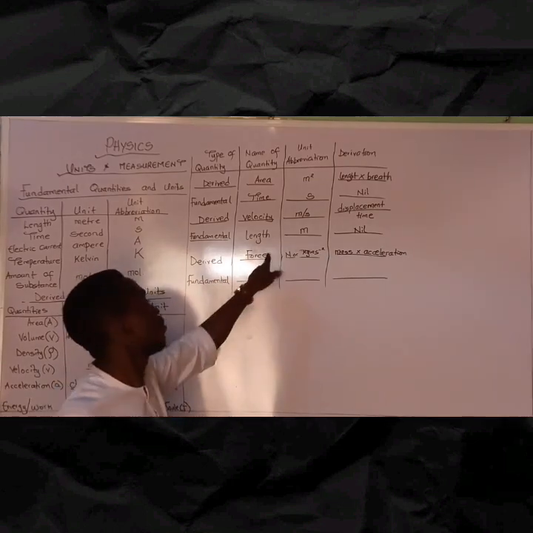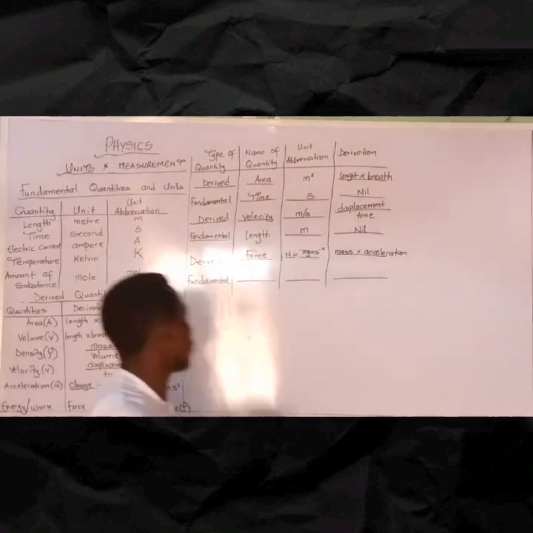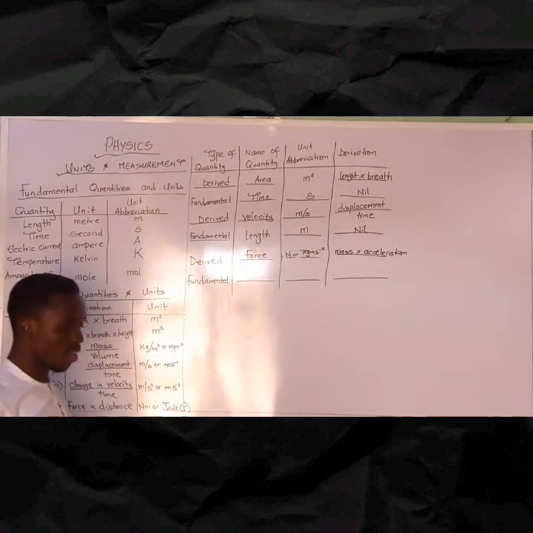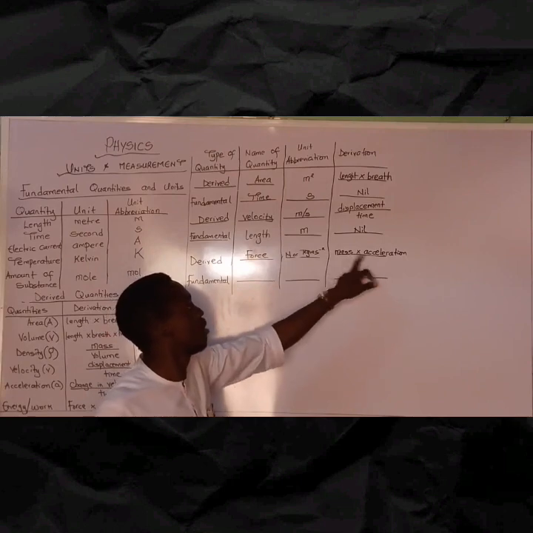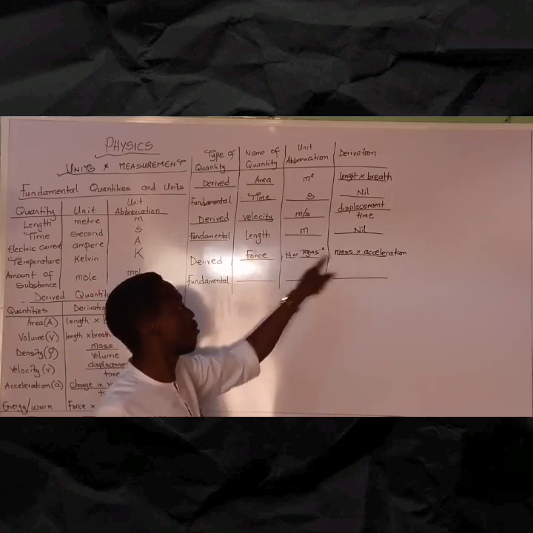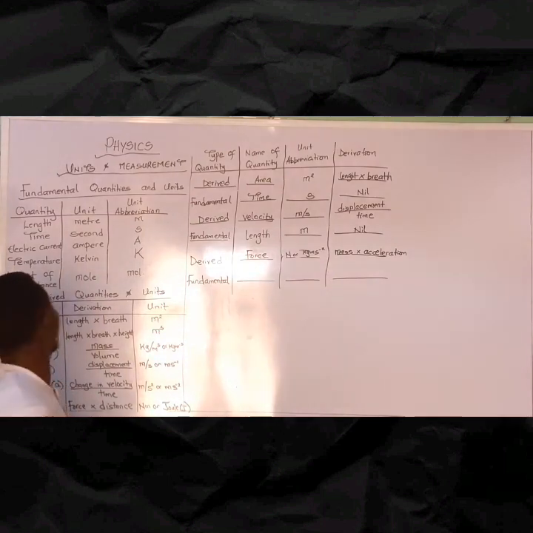This Newton is given to honor our great scientist Sir Isaac Newton, because he was the one that brought the derivation of force. That's why this. But as regards the derivation, that's where this one comes from: mass, kilogram, acceleration, meter per second squared. Then for fundamental, let's choose one.